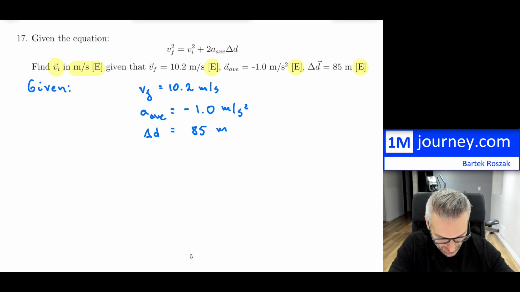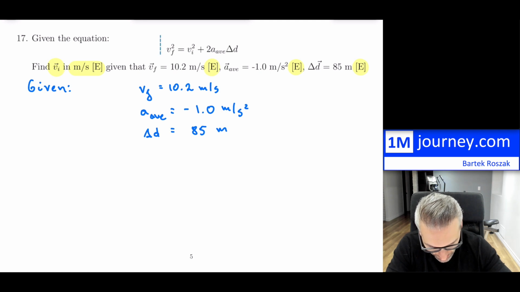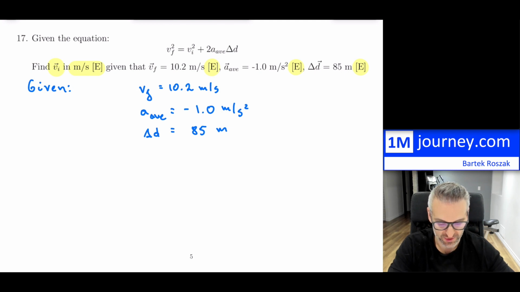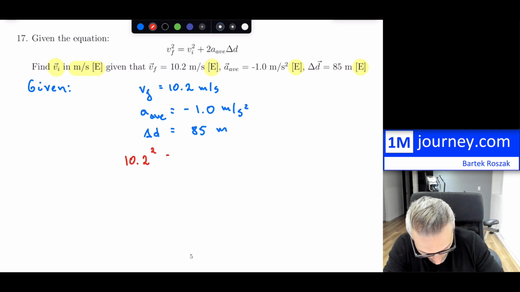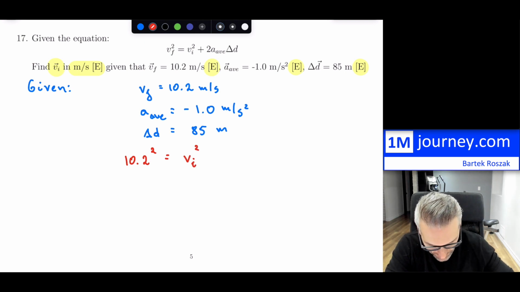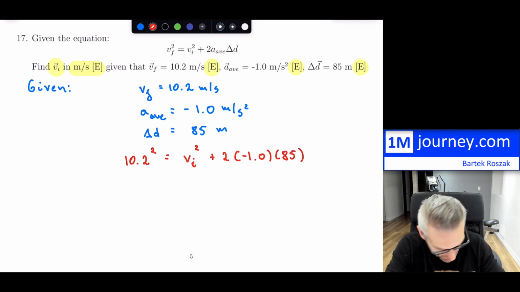So we can just go ahead and substitute it back into the formula. Within the formula, we're going to be using this one right here. All I'm going to do is take all of the givens and substitute them back in. So on the left, this is going to be 10.2 squared. On the right-hand side, I am trying to find the initial speed, VI. So this is going to be VI squared plus 2 times negative 1.0 times the delta D, which is 85. All right, so this is what I have.